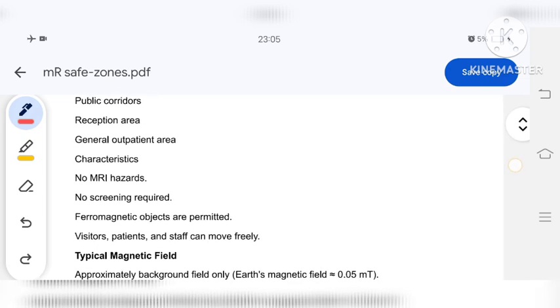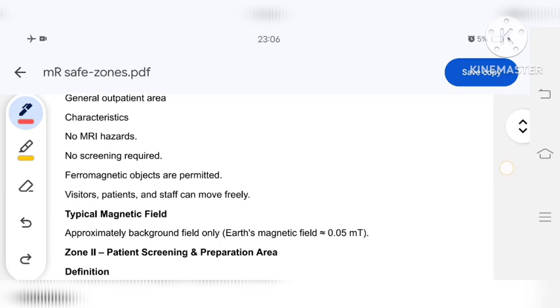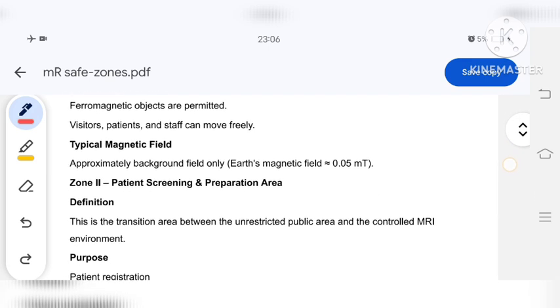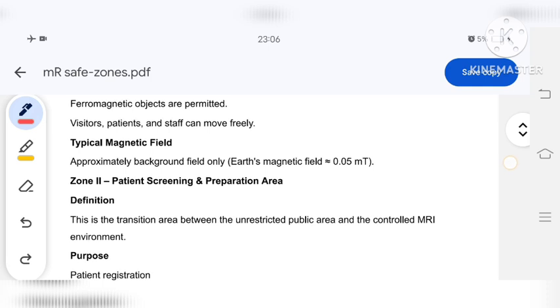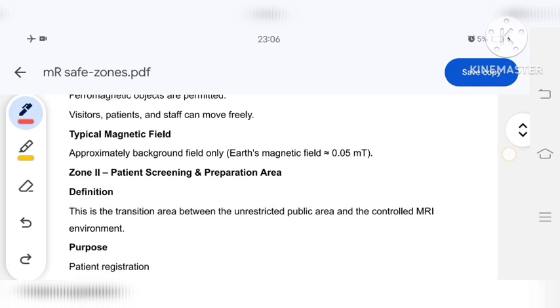Characteristics of this zone: no MRI hazard, no screening required. Paramagnetic objects are permitted in this zone. Visitors, patients and staff can move freely. Typical magnetic field is approximately the background field only. Earth's magnetic field is nearly equal to 0.05 millitesla.